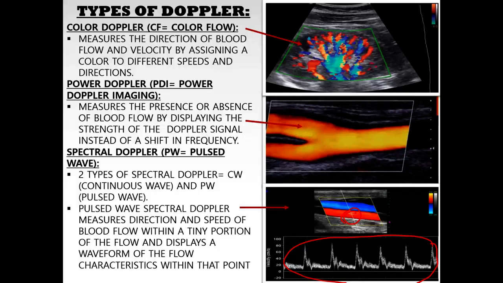Each vessel in the body, both veins and arteries, are going to have a different blood flow pattern or a different waveform. So we can tell whether or not the arteries and veins are moving in a normal direction and at a normal rate and speed and type of flow, or if there's disease present.